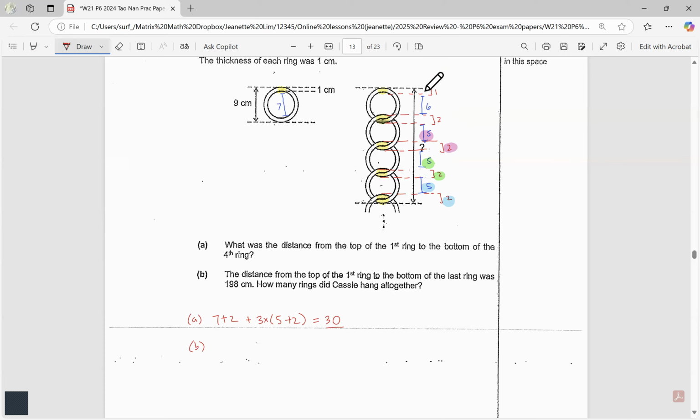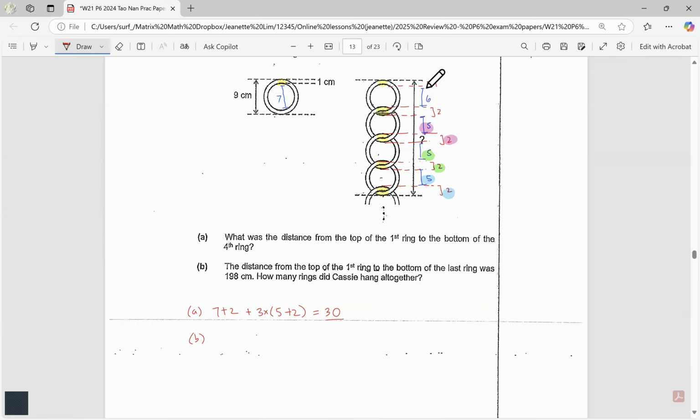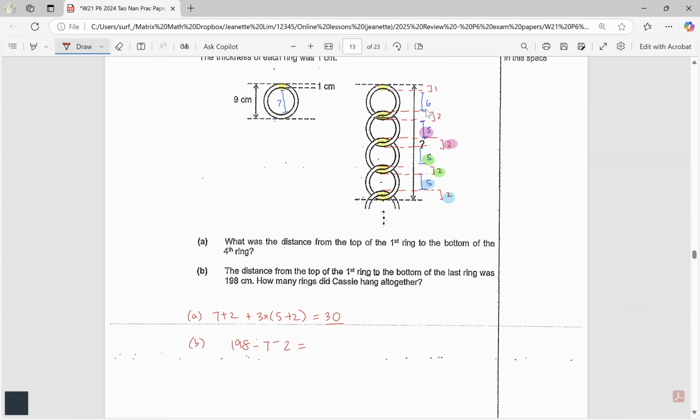If you notice, other than the first ring, every subsequent ring will be 5 plus 2. So I will take away the first set first. So 198 minus 7 minus 2 is 189. So 189 is made up of how many times of the 5 and 2? Each subsequent ring is actually 5 plus 2. So the number of rings would be 189 divided by 7, which will give us 27.